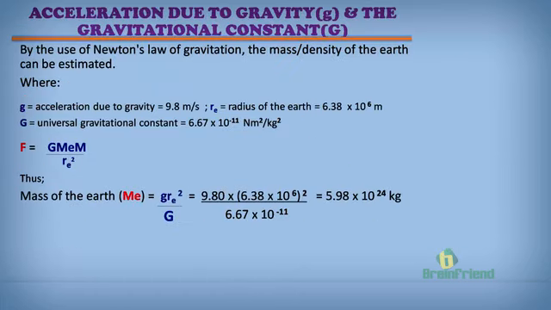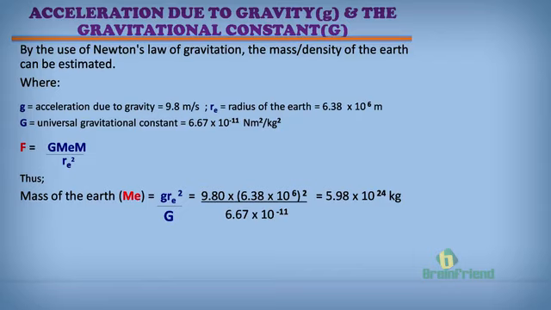Going further, we're looking at acceleration due to gravity and the gravitational constant. Is there any relationship between these two? Yes. By the use of Newton's law of gravitation, the mass and density of the Earth can be estimated. And if we can estimate the mass and density of the Earth, it will help us to get the relationship between the force of gravity and acceleration due to gravity. Remember, the gravitational constant is denoted by capital G, while the acceleration due to gravity is denoted by small letter g. Now, the small letter g is acceleration due to gravity. It's also a constant, 9.8 meters per second squared.